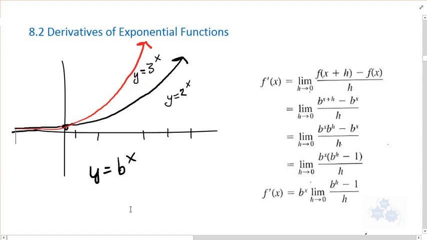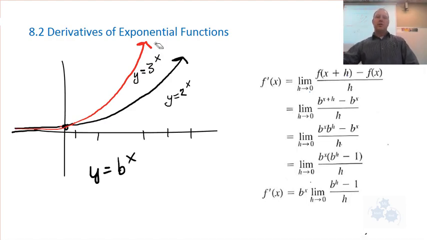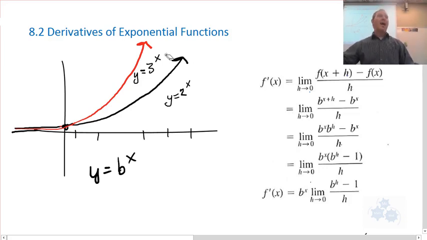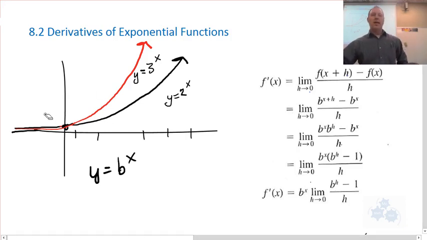Calculus 30, we're in section 8.2, we're talking about derivatives of exponential functions. First of all, an exponential function is where we have an x in the exponent position, hence the term exponential. Two common exponential functions that you've seen before are y equals 2 to the power of x and y equals 3 to the power of x. There would also be y equals 10 to the power of x. These are what exponential functions generally look like.